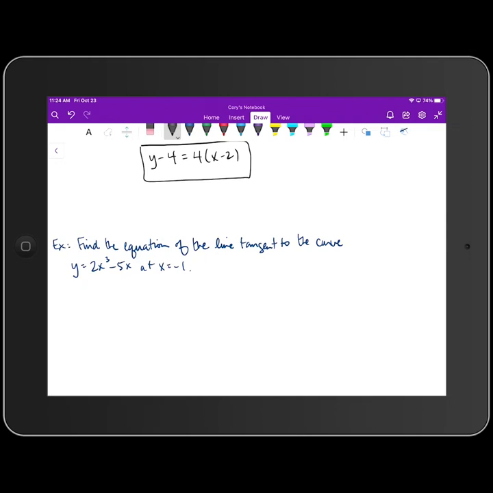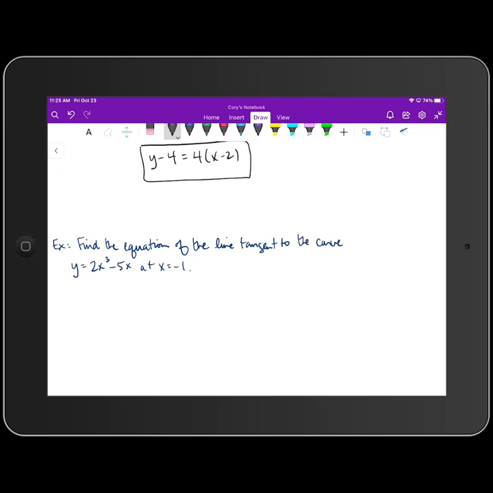Okay, so let's move on to the next example. The next example says to find the equation of the line tangent to the curve y is equal to 2x cubed minus 5x at x is equal to -1. Now, this problem is not laid out like the previous one was.